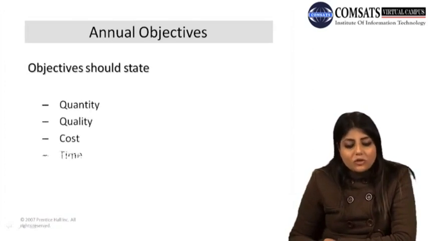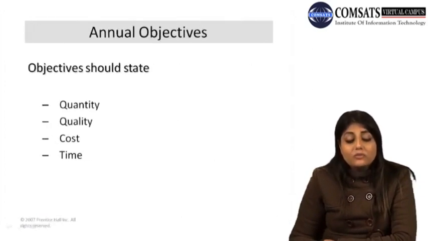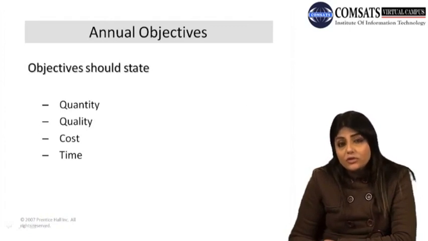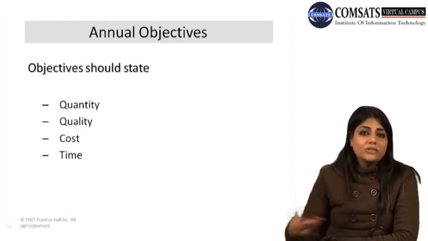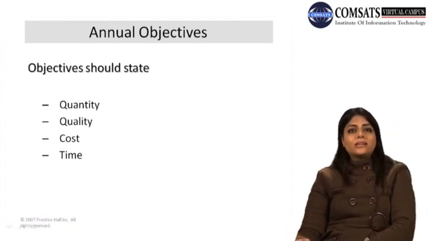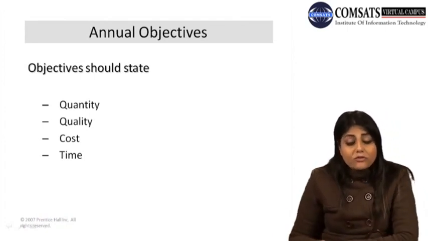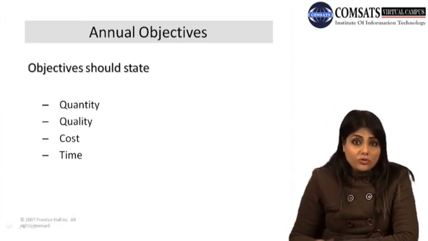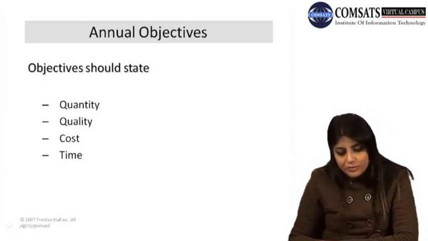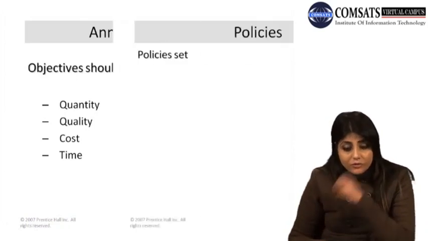Okay, we know that these objectives should be quantifiable, they should be quality objectives. So it's not that you're increasing your sales by 50,000 but the quality of that sales or the quality of your product has declined. Then in terms of cost and time, you also need to see what is the cost of following those objectives, and in terms of time.